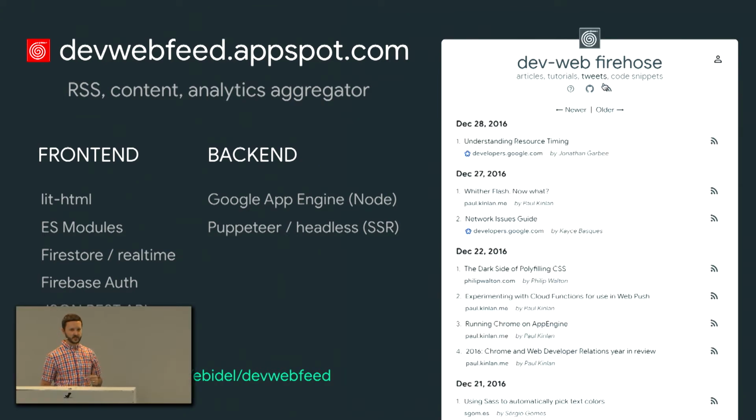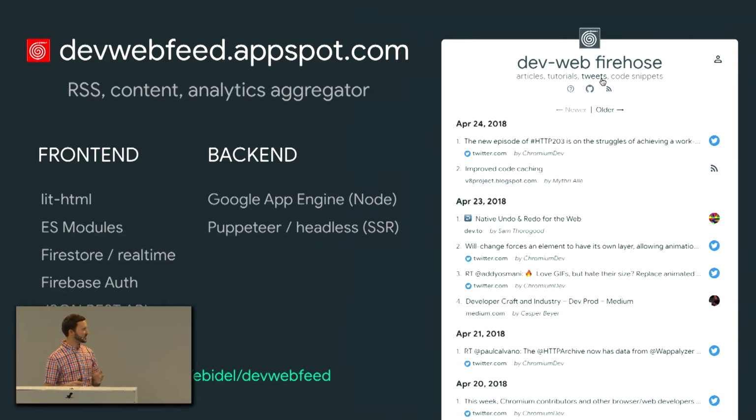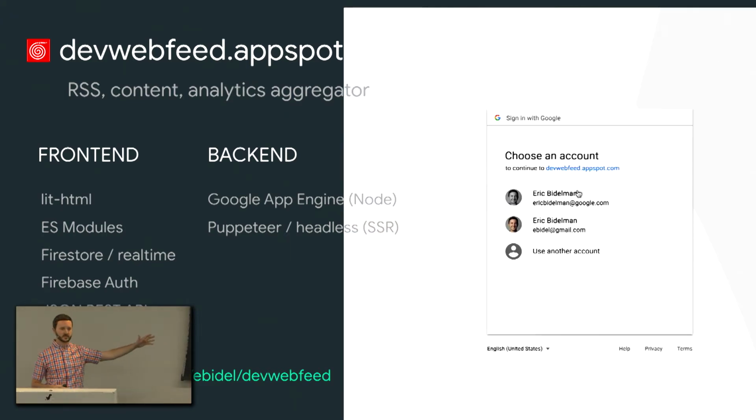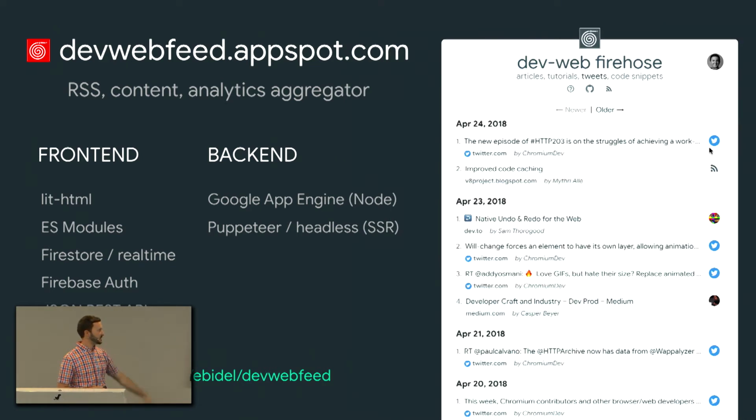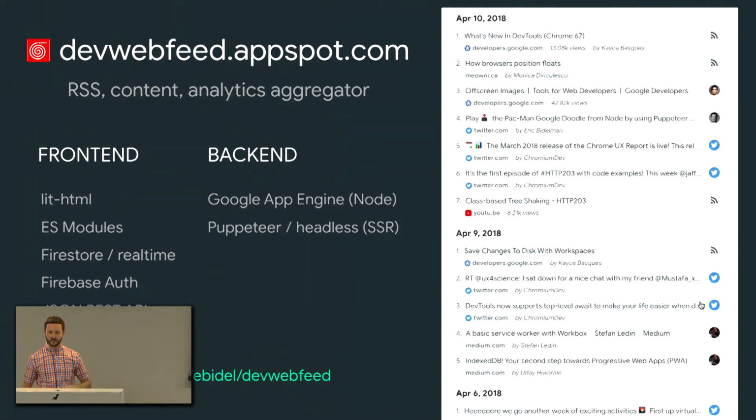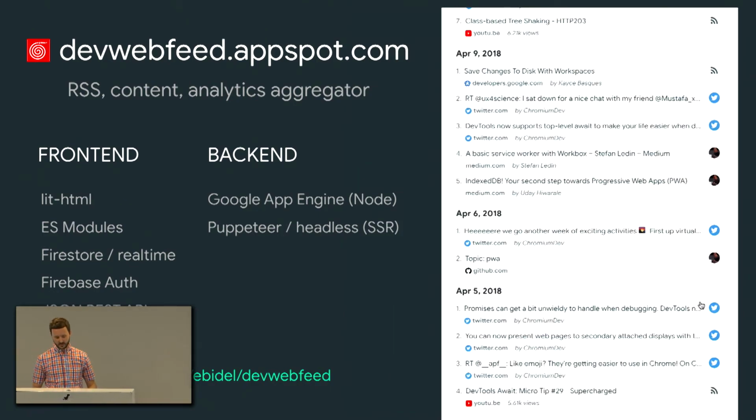And you can see it's a client-side app. It's got this refresh cycle thing. It's got pagination. It's using some new features like ES modules and lit-html and Firestore. But the cool part is it runs on Node, on App Engine, and it uses Headless Chrome to pre-render this client-side JS app and pre-render that for search engines.